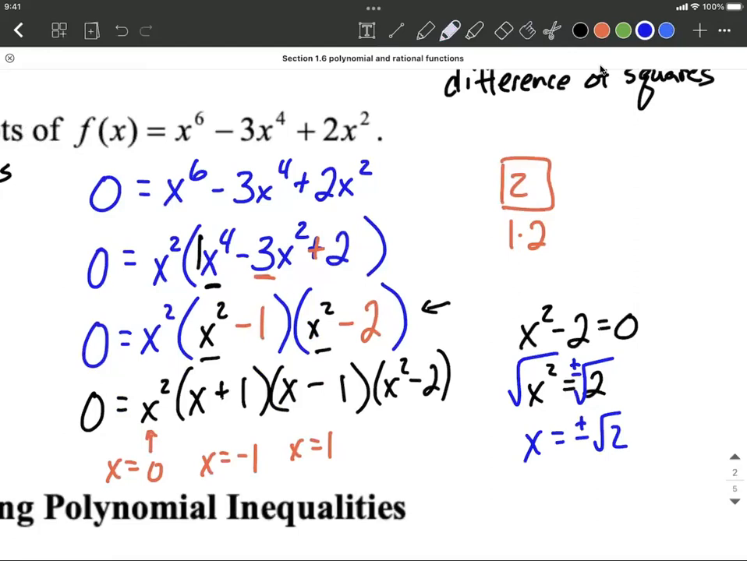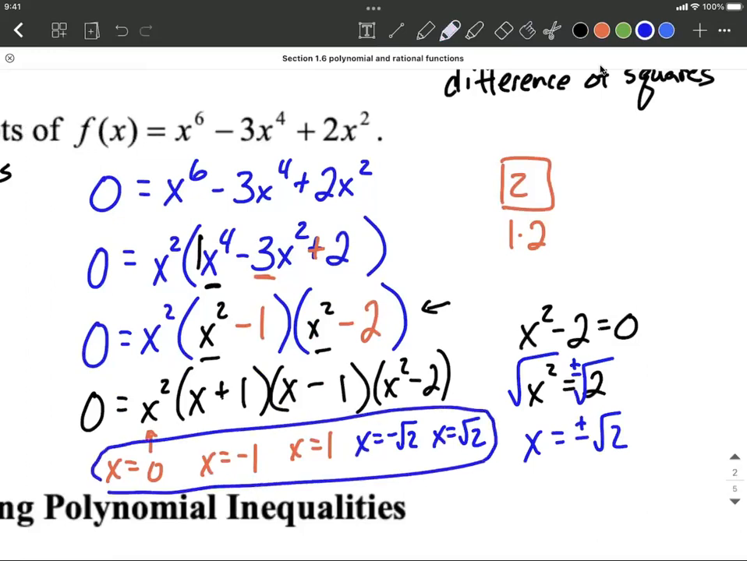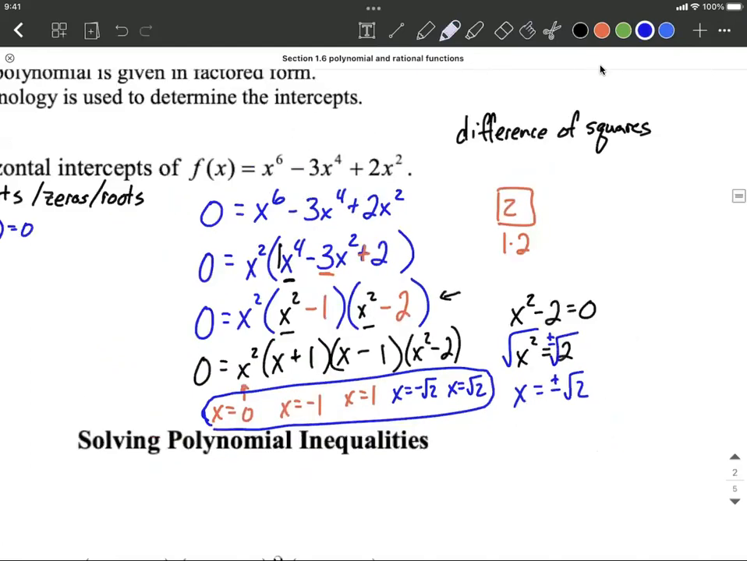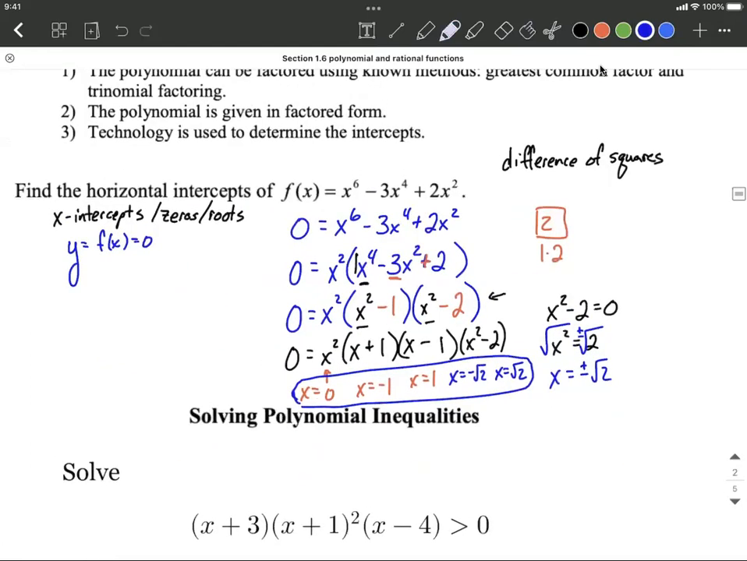All right, so right now we actually have 5 different answers. This last one was a negative square root of 2 and a positive square root of 2. All right, so all of these are the solutions for the problem we're trying to answer. And that problem we're trying to answer is where are the x-intercepts or horizontal intercepts for this function. All right, hope this helps out. I get that factoring higher degrees can be a little bit difficult, but start with the greatest common factor if you can find one, and then work with your factoring techniques that we've been talking about. Good luck.